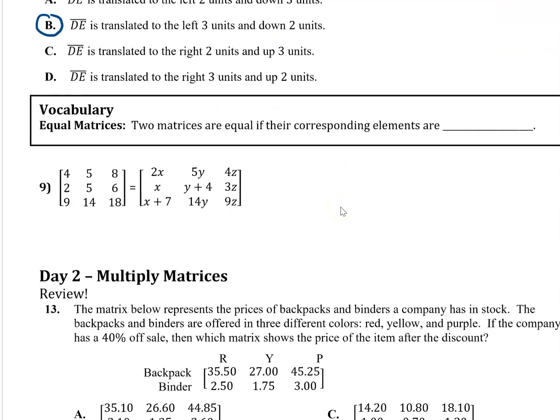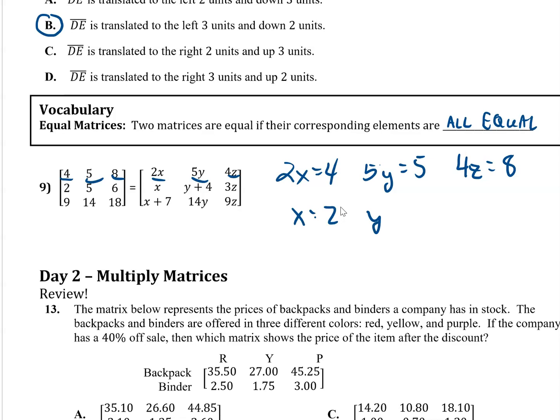The last part of the notes: 2 matrices are equal if all of their corresponding elements are also equal. So they all have to be equal. If we do that, we can solve for our variables. For example, 2x would have to equal 4. 5y would have to equal 5. And 4z would have to equal 8. So x equals 2, y equals 1, z equals 2.